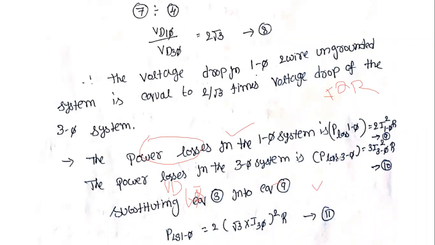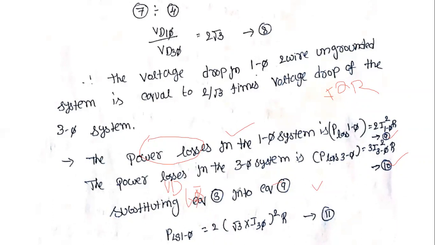Next, for the three phase system, what is the power loss? P loss three phase is equal to 3 I three phase square into R. Consider this as equation number 9 and this as equation number 10.